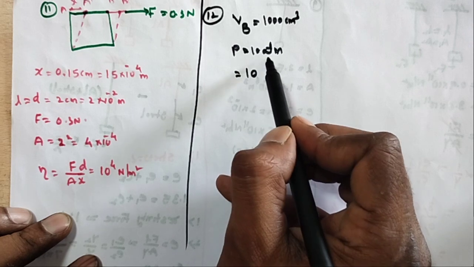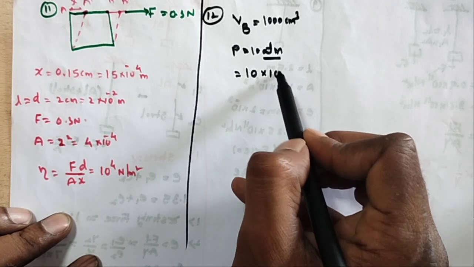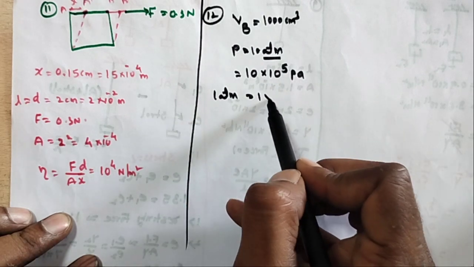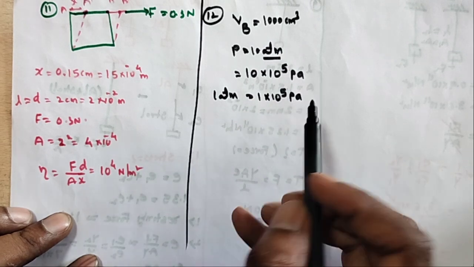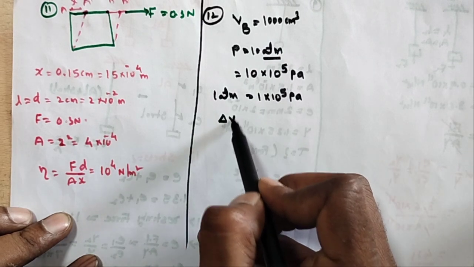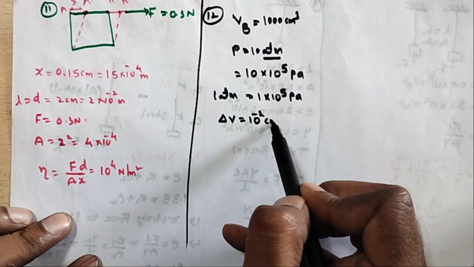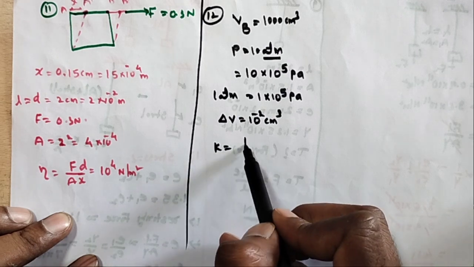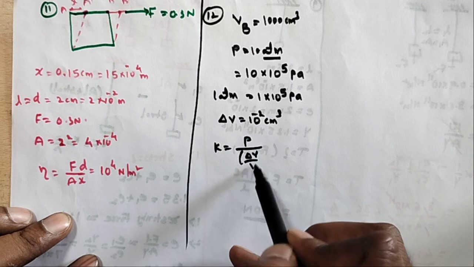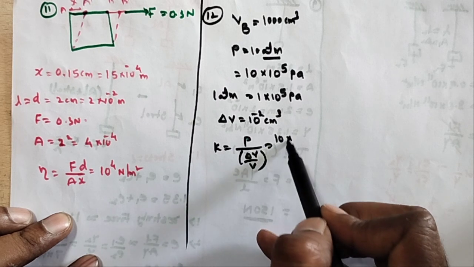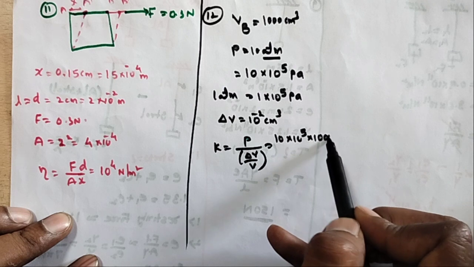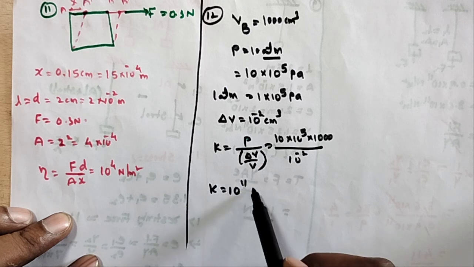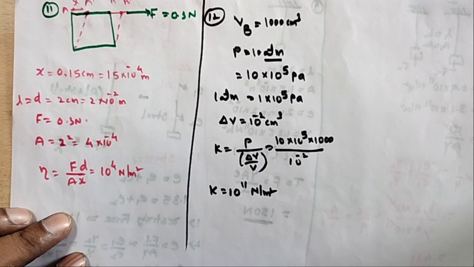1 atmosphere is equal to 10 power 5 Pascal. Please remember, 1 atmosphere pressure is equal to 1 into 10 power 5 Pascal. And find delta V, the change in volume: 10 power minus 2 centimeter cube. So find the bulk modulus. K is equal to P V by delta V. Substitute 10 into 10 power 5 into 1000 by 10 power minus 2. Finally K is equal to 10 power 11 Newton per meter square.